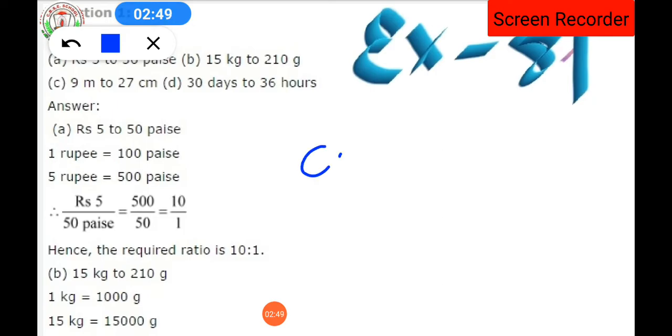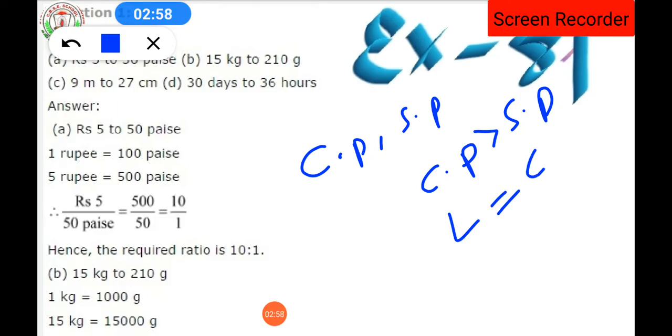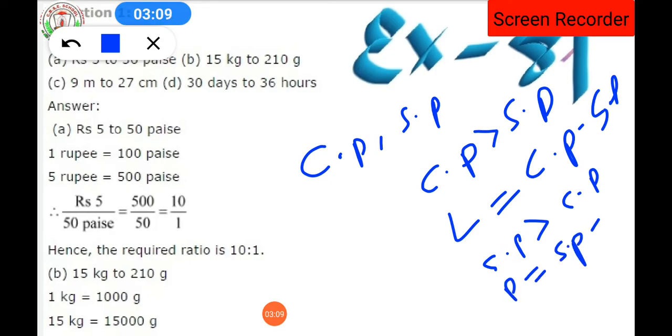Next, in exercise 8.2 we are going to deal with questions of cost price and selling price when profit and loss are given. As we know, when cost price is greater than selling price, there will be a loss. So in loss we do CP minus SP, and when SP is greater than CP, that means we have a profit, and in that case we do selling price minus cost price. Similarly, in this exercise 8.2 we are going to find the profit percent and the loss percent. Do you remember all those things?